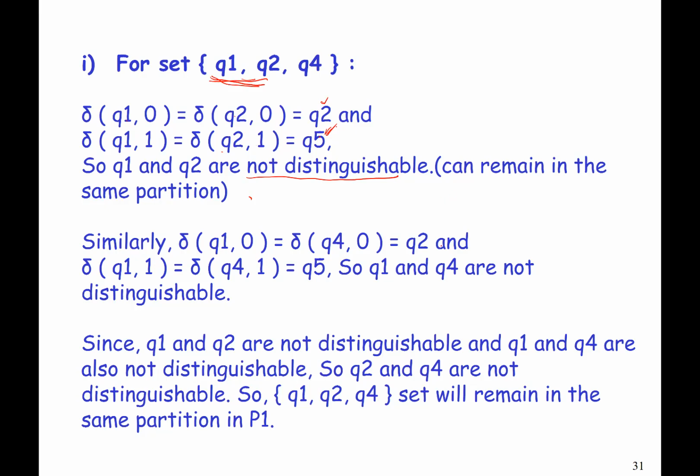Now consider Q1 and Q4. Q1 on a 0 and Q4 on a 0 go to Q2, Q1 on a 1 and Q4 on a 1 go to Q5. So they go to unique states, so they cannot be distinguished, right? So by this property, Q1, Q2 and Q4 are not distinguishable, because Q1 and Q2 are equivalent and Q1 and Q4 are equivalent. Q1, Q2 and Q4 are all in the same set, in the same partition of P1.